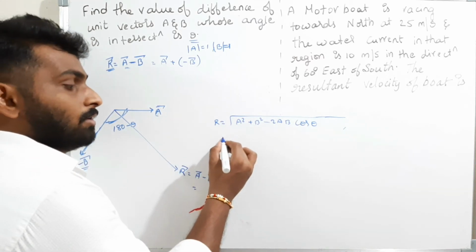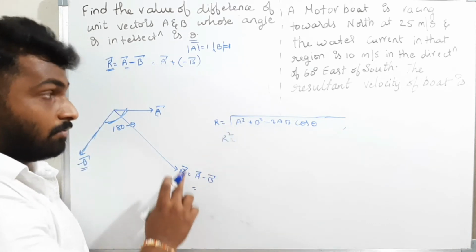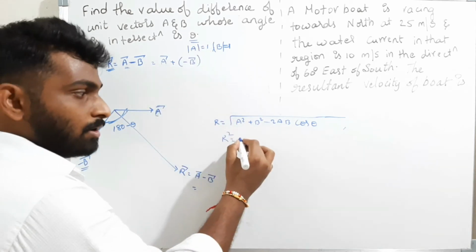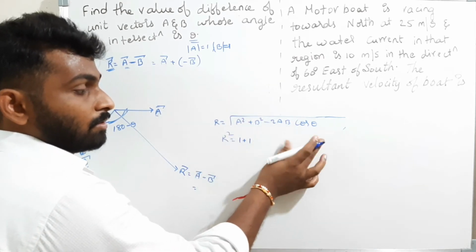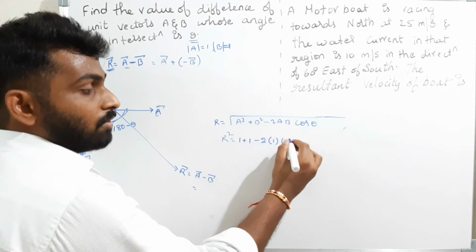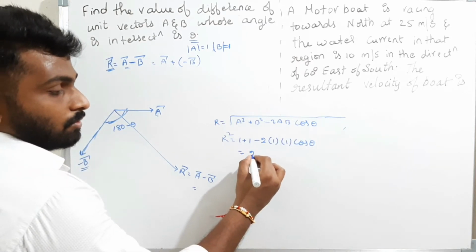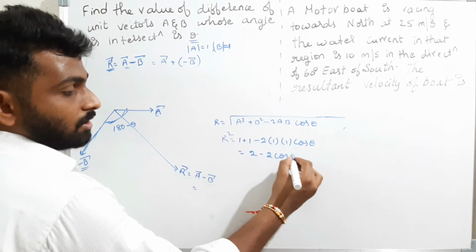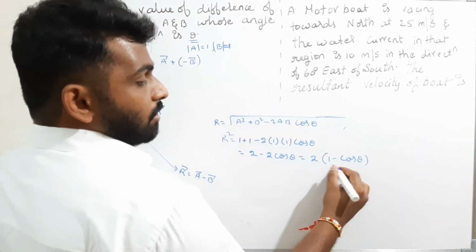Now r square is equal to, what is a square? A is nothing but 1, so 1 square is 1. Plus b is also 1, therefore b square is 1, plus minus 2 into 1 into 1 into cos theta. Therefore nothing but 2 minus 2 cos theta. That is nothing but 2, if I take common, 1 minus cos theta. Now what is the value of 1 minus cos theta?